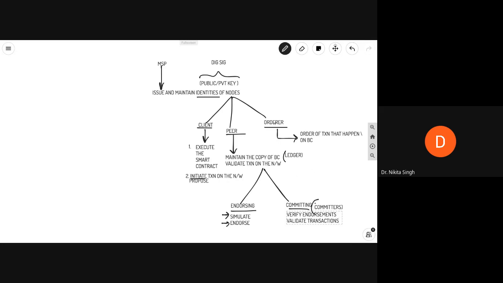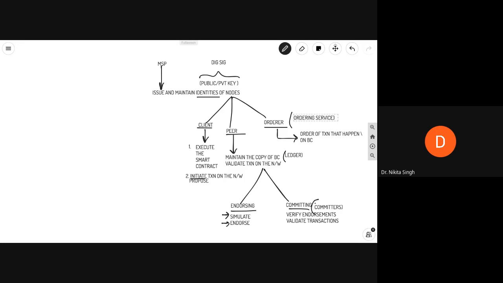And then our orderer, which takes the task of the ordering service. It is the task of the orderer to accept the endorsed transactions, order them into a block, and deliver the block to the committing peers.